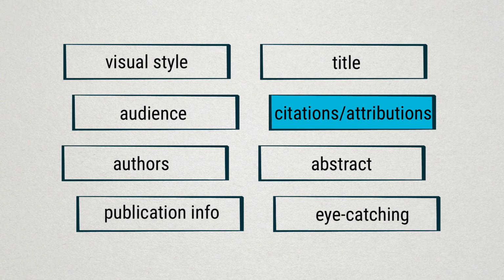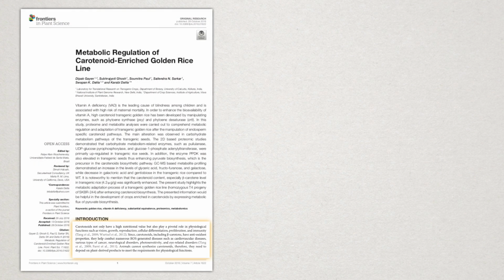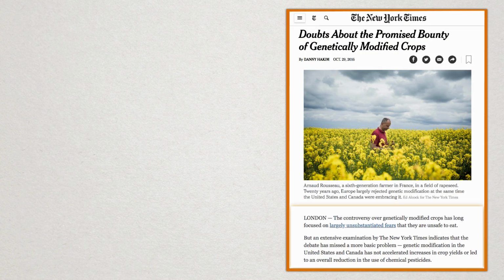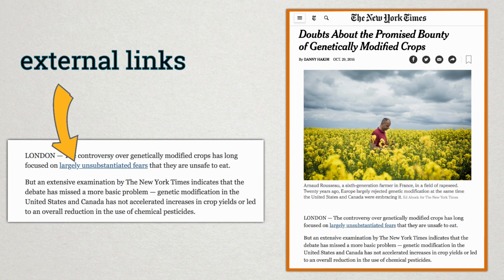Look for citations and attributions. Scholarly articles use in-text citations and reference lists or footnotes. You will see proper citation formats like APA or Chicago. Popular articles won't have reference lists. Instead, they link quotations to outside sources.